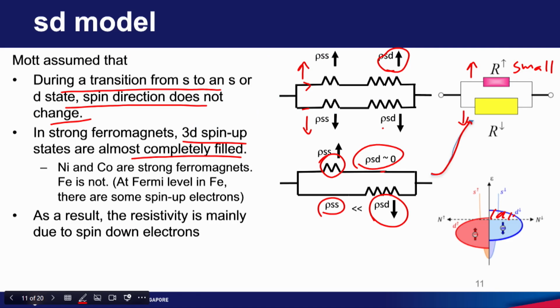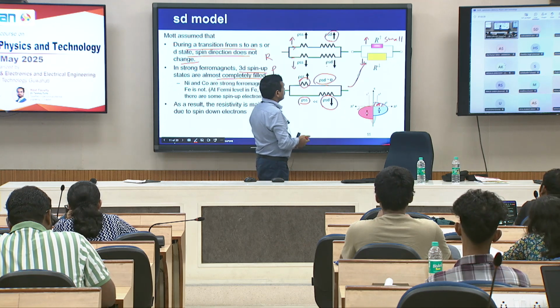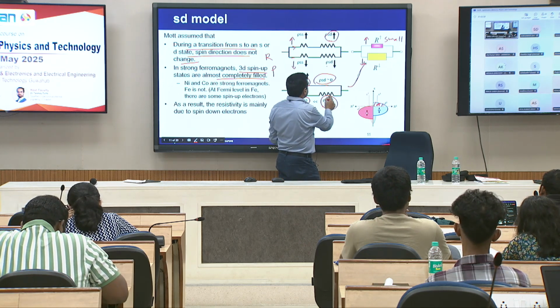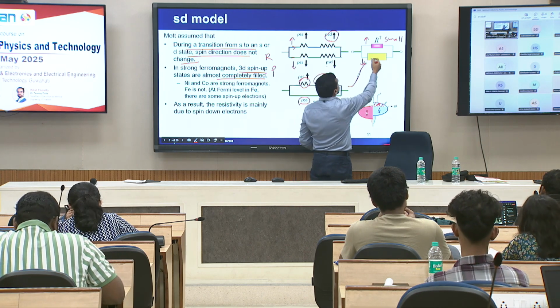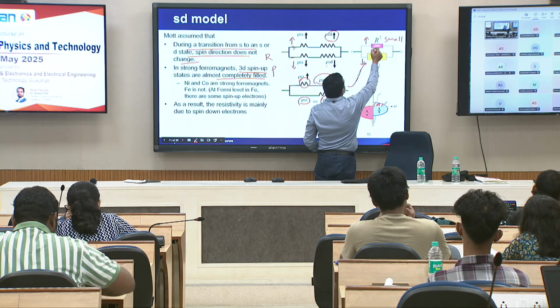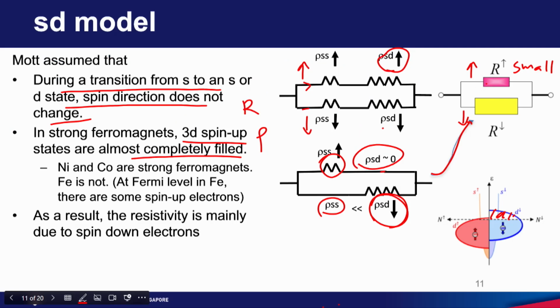In the discussion later I may use resistance or resistivity. Both mean almost the same thing except for the area, length and things like that. Okay. So, this resistance is much larger. You can see that the spin up electrons have a smaller resistance and spin down electrons have a larger resistance. Spin down electrons get scattered more.